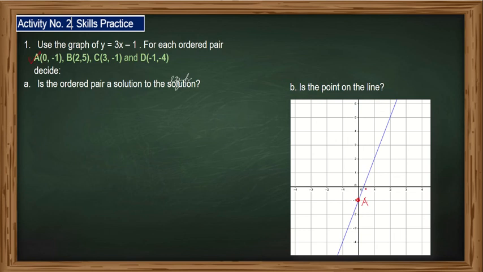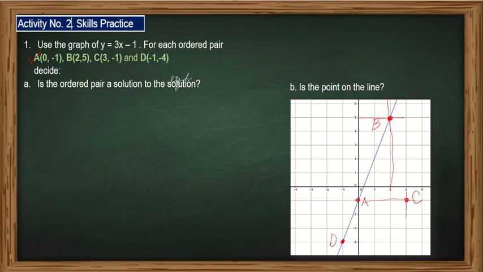Point B, 2 and positive 5. It's found here. And we have point C. Point C is 3 and negative 1. Point C is not a solution. And how about point D? 1 and negative 4, here. We still have points A, B, and D as the solutions.